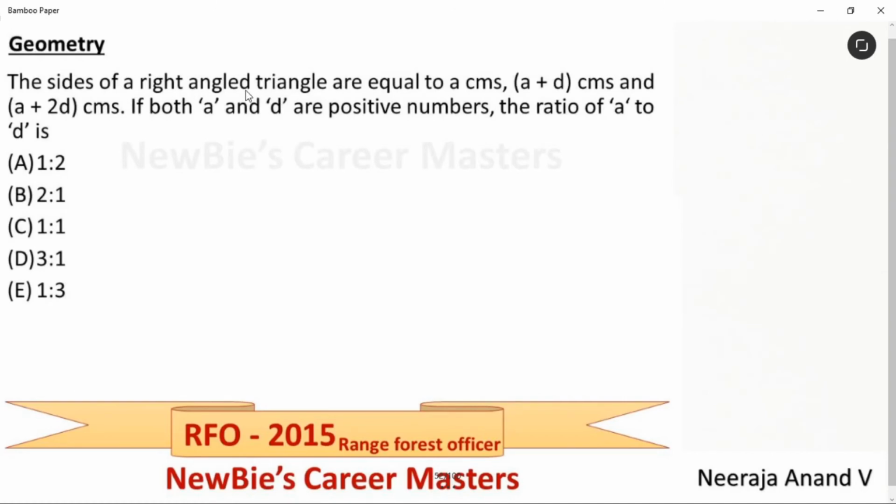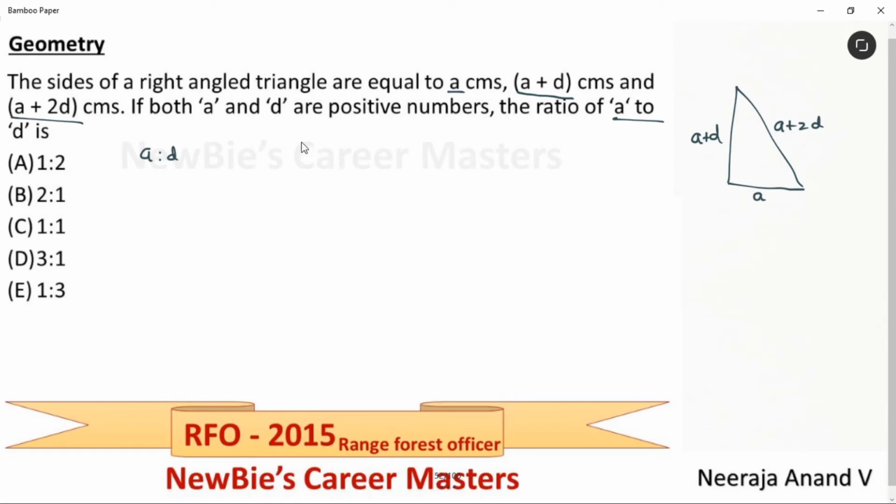The sides of a right angle triangle are equal to A centimeters, A plus D centimeters and A plus 2D centimeters. If A and D are positive numbers, the ratio of A to D is, you have to find this, A is to D. Okay, let's take the right angle triangle. A plus 2D, A plus D. Okay, see, sum of squares of these two values is equal to this value, right? That's why I placed the greater number here.